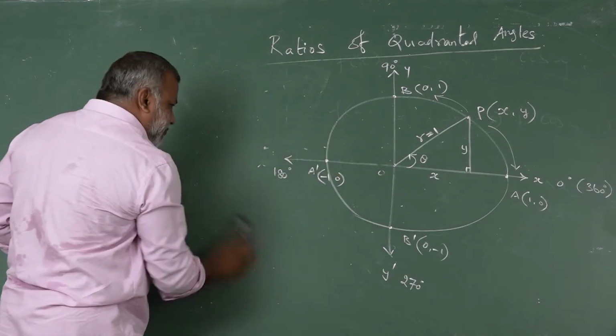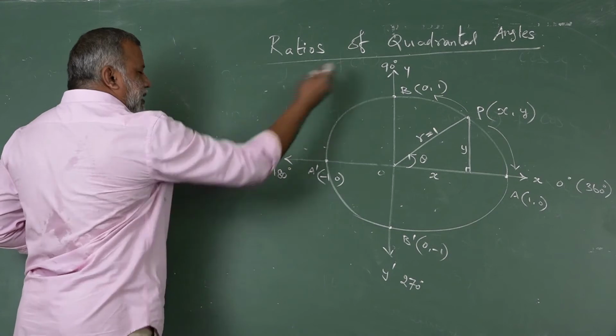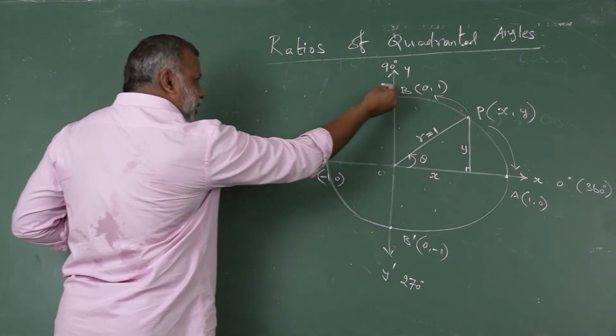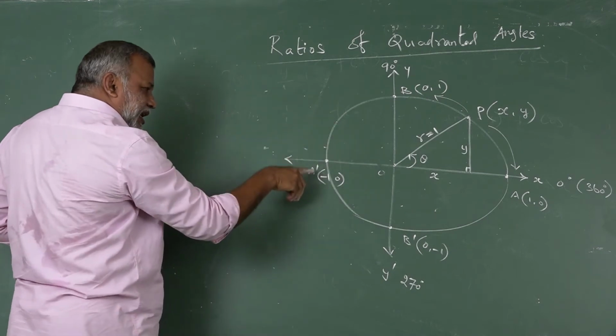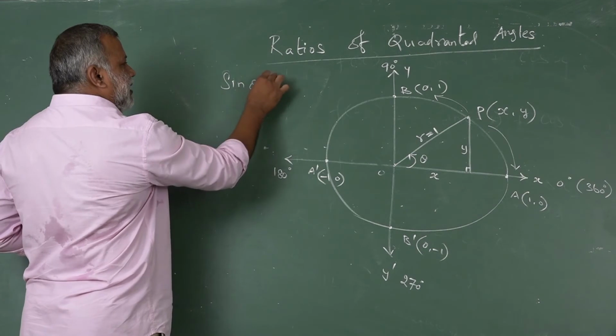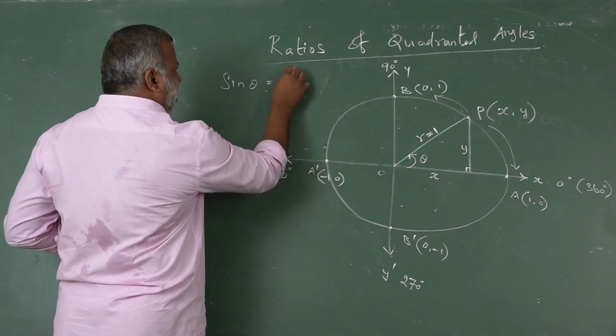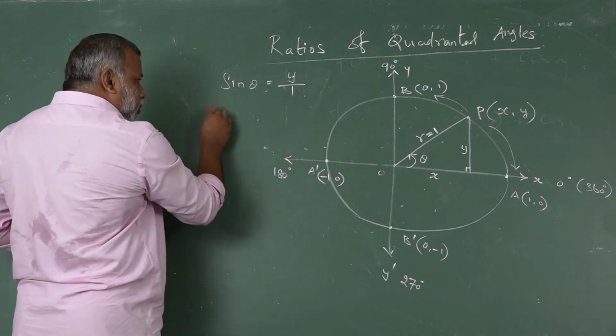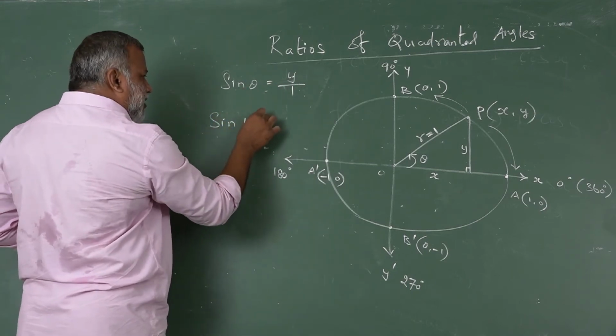In the same way, now listen, 90. Suppose this point P moves towards this direction and finally coincides with A dash. Now listen, sin theta equal to, use the very same formula, opposite y by 1. But now theta is replaced by 180.